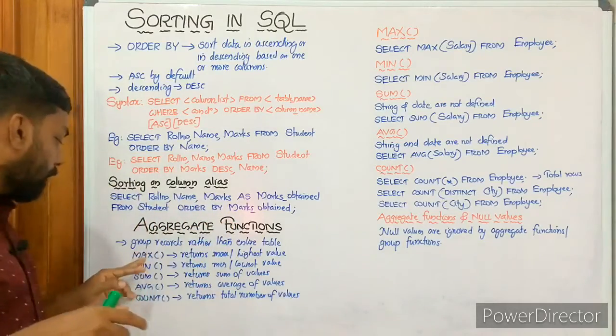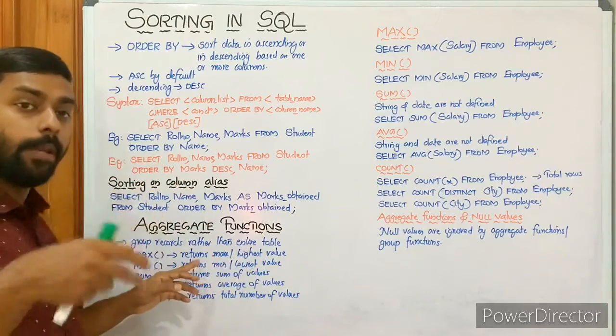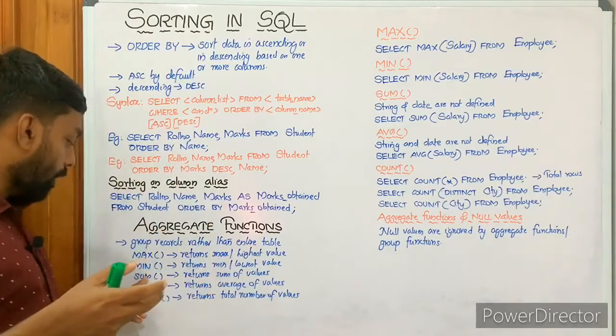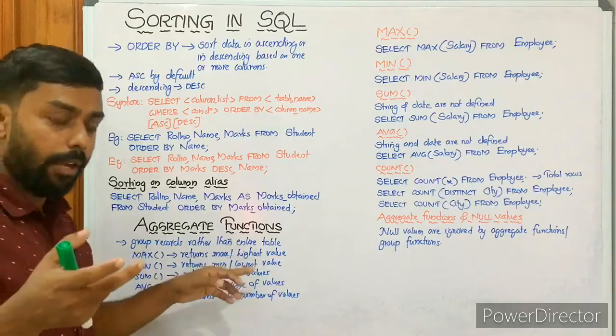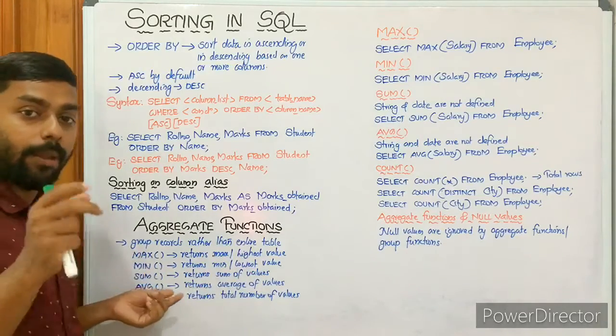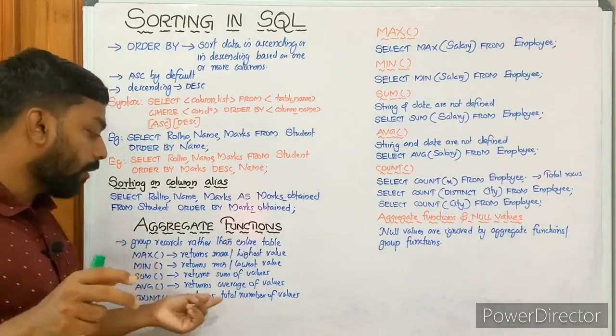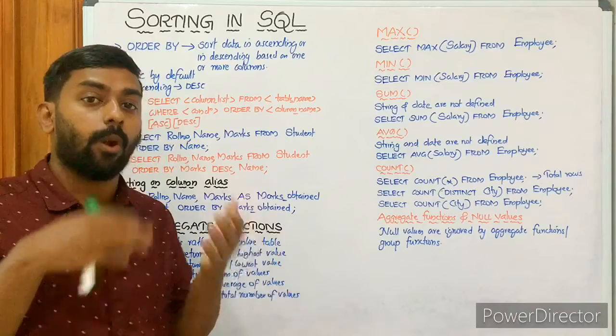Then these are the functions: max, which returns the maximum or highest value; min, which returns the minimum or lowest value; sum, which returns the sum of values; and average, which returns the average of values. Sum and average can be applied only to numeric type. Then count returns the total number of values.